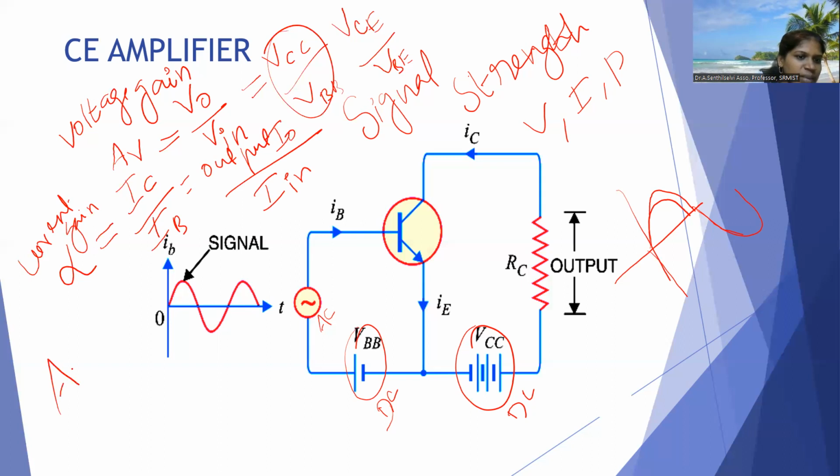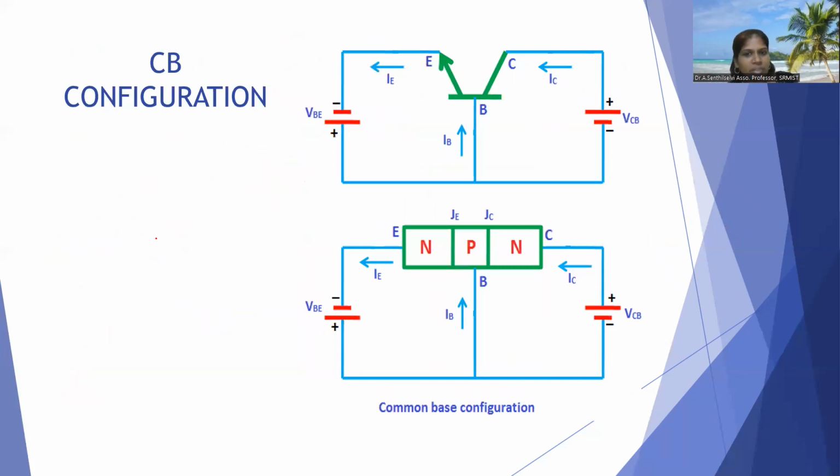The power gain is mentioned as AP. It is the voltage gain into the current gain. Now we have a clear idea about the common emitter amplifier. Now we are moving to the common base configuration. Here the base is common between input and output. This is the configuration explanation. This is an NPN, so the base is connected with the positive.